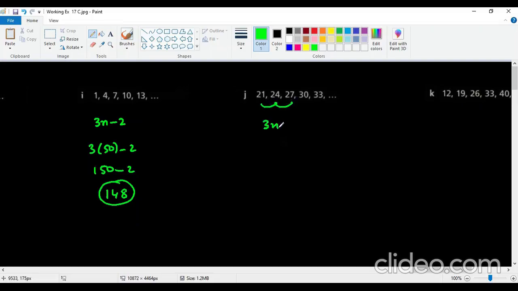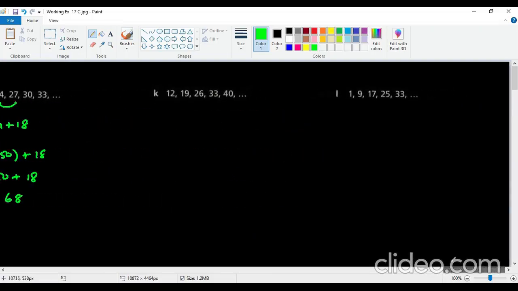So 3n, and what should we do to make it a 21? We are going to add 18 to it. That means this is the term rule. 3 times 50 plus 18 is going to give us, 3 times 50 is going to be 150 plus 18. So this is going to give us 168. Moving on to the next question, which is K.